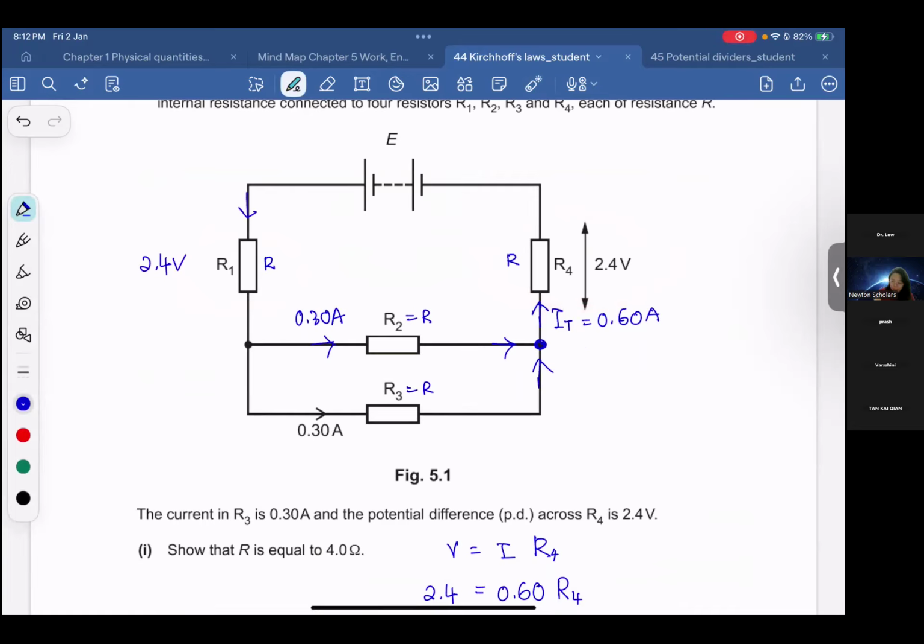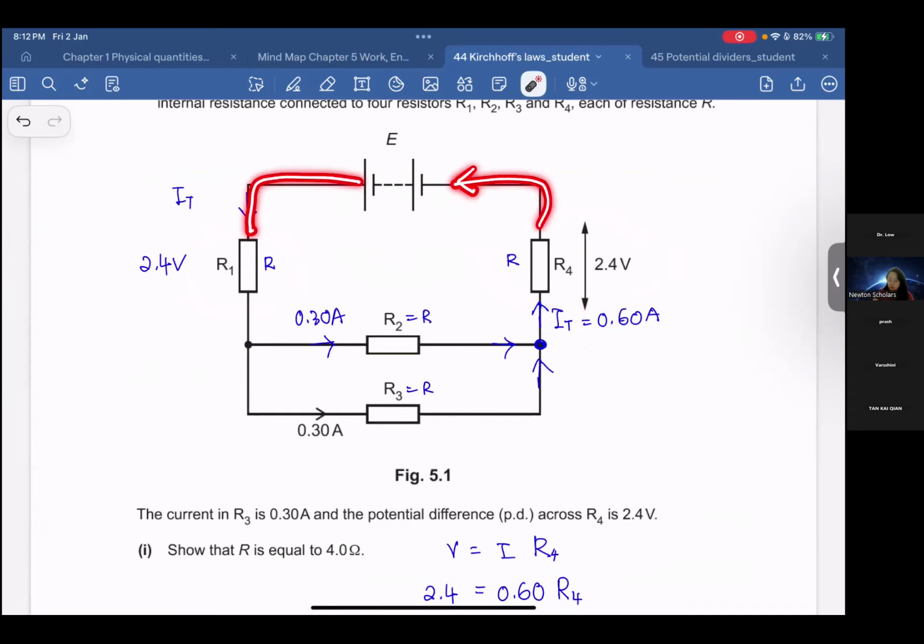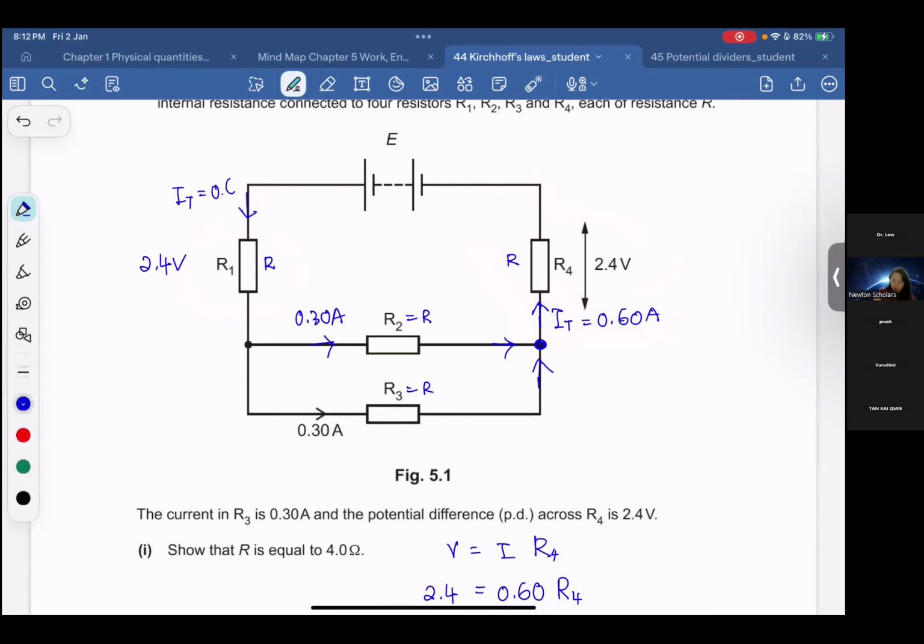Because here is the total current. What comes out from the battery is the total current, and going back to the battery is also the total current. So what is your total current? The total current is 0.60 ampere. So the same current flows through the same resistance R, then your voltage should be the same. So this 2.4 volt is actually the voltage across R1.